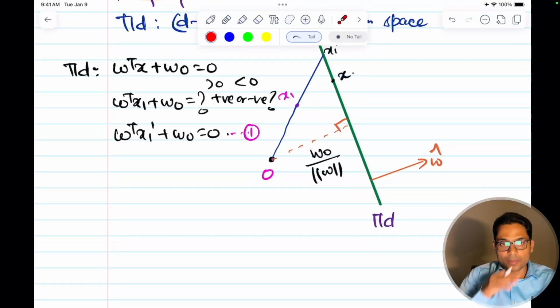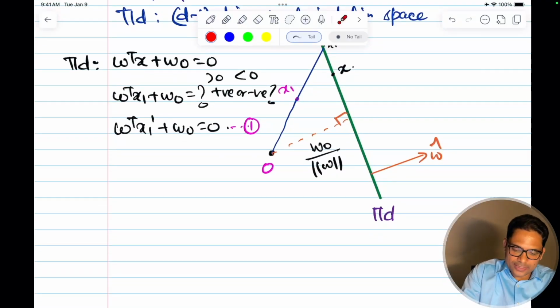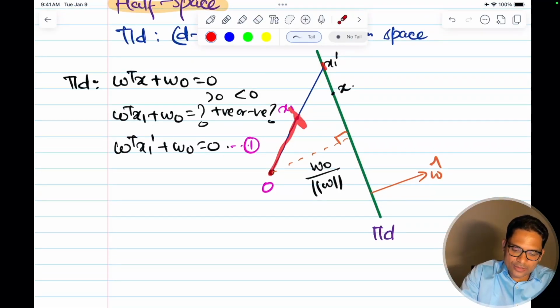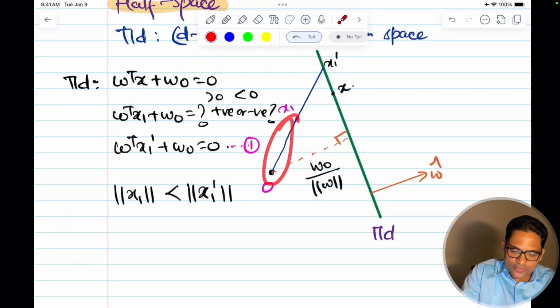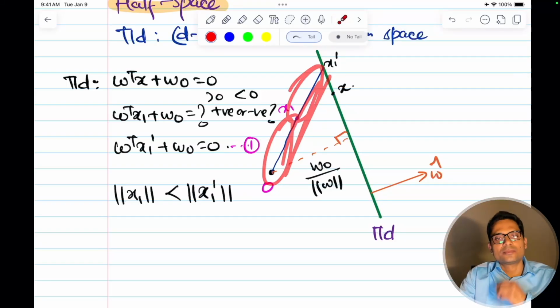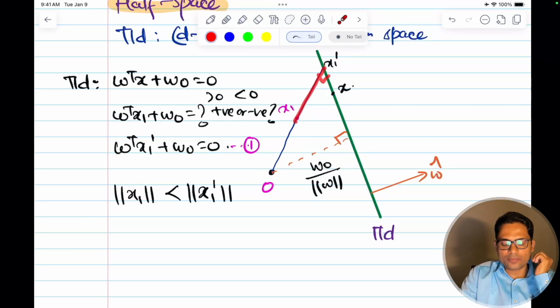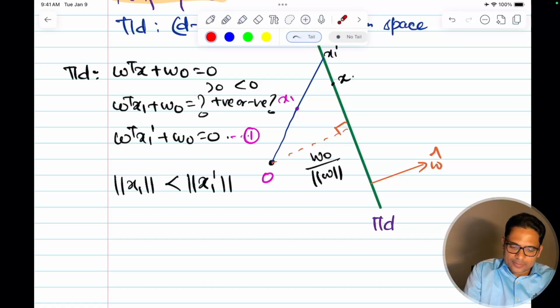So if I say the length of this, that is the distance from origin, will be less than the length of this. Can I say that the length of x1 will be less than the length of x1 dash? So this distance will be obviously less than this complete distance, because this is just extended and projected on the plane, right?